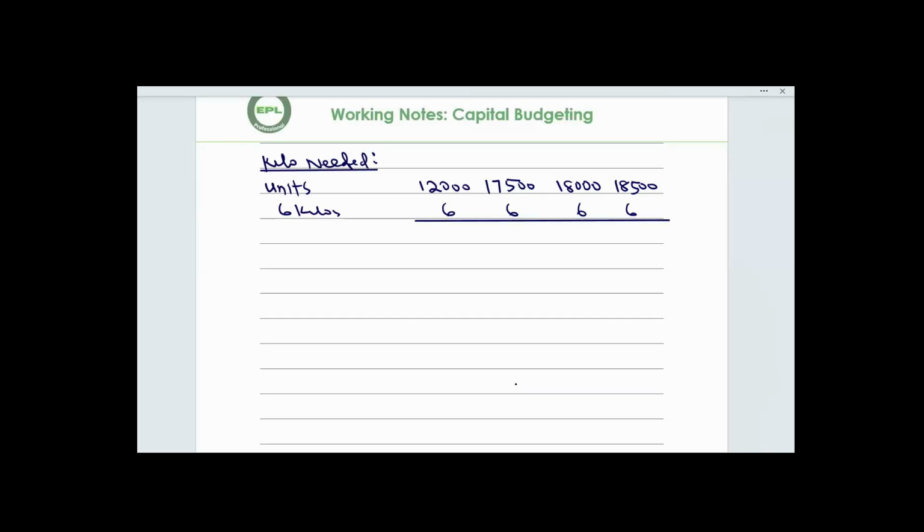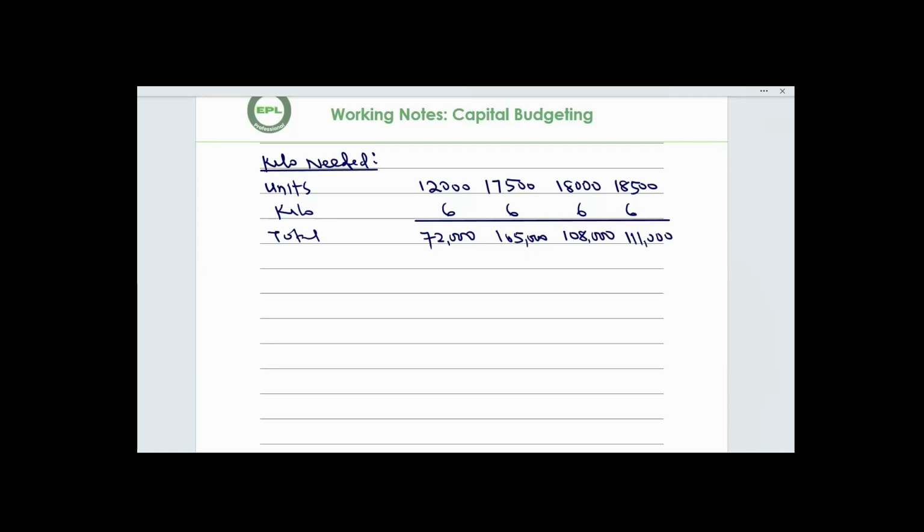12,000 multiplied by 6 is 72,000. 17,500 multiplied by 6 is 105,000 kilos. 18,000 multiplied by 6 is 108,000. Then year 4 is 111,000 kilos. So these are the total kilos needed.